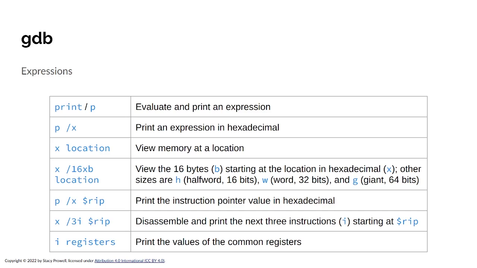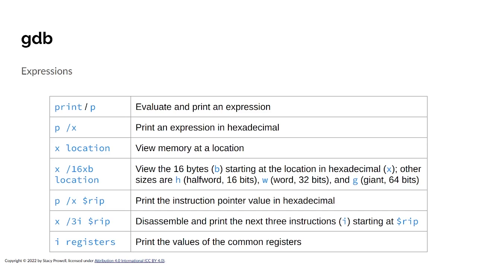So for example, 16xb says, show me the 16 bytes at the location I've given in hex. Okay, so the X is for hex, the B is for byte. What are the other sizes? Well, they're H for half word, which is a word to us, it's 16 bits. W for word, which is a double word to us, it's 32 bits. And G for giant, which is a quad word to us, or 64 bits. Just have to remember that they have the weird letters.